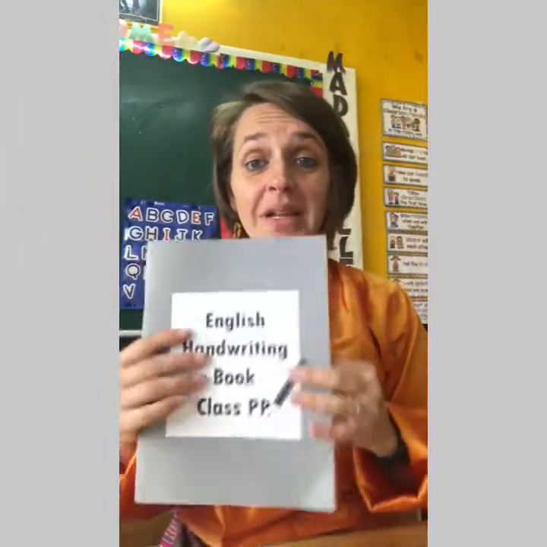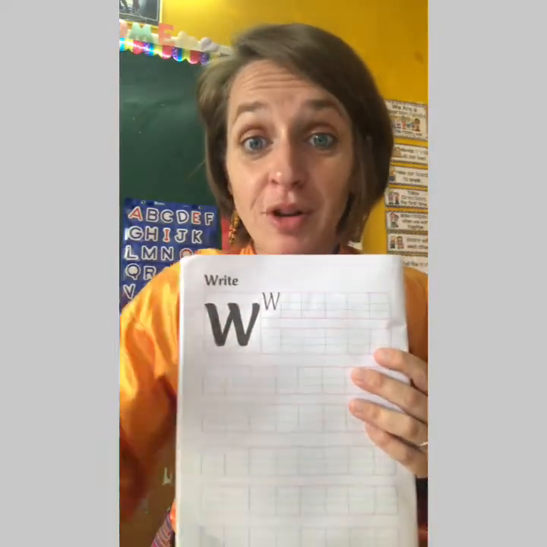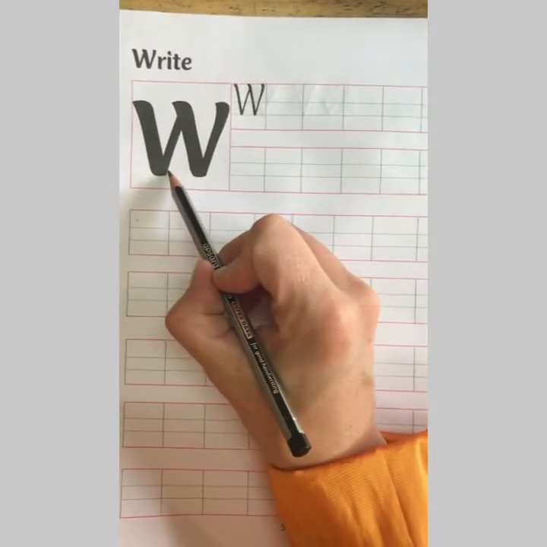Now we're going to learn how to write the letter W. You learned the sound of the letter W. Now let's practice writing it. So boys and girls, please get your English handwriting book and turn to page number 50. And we're going to start with capital W.